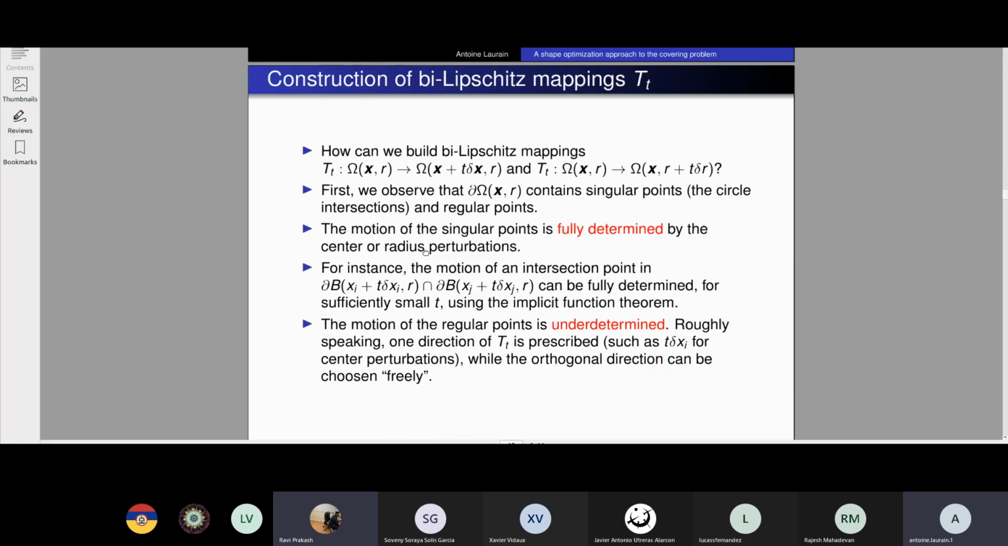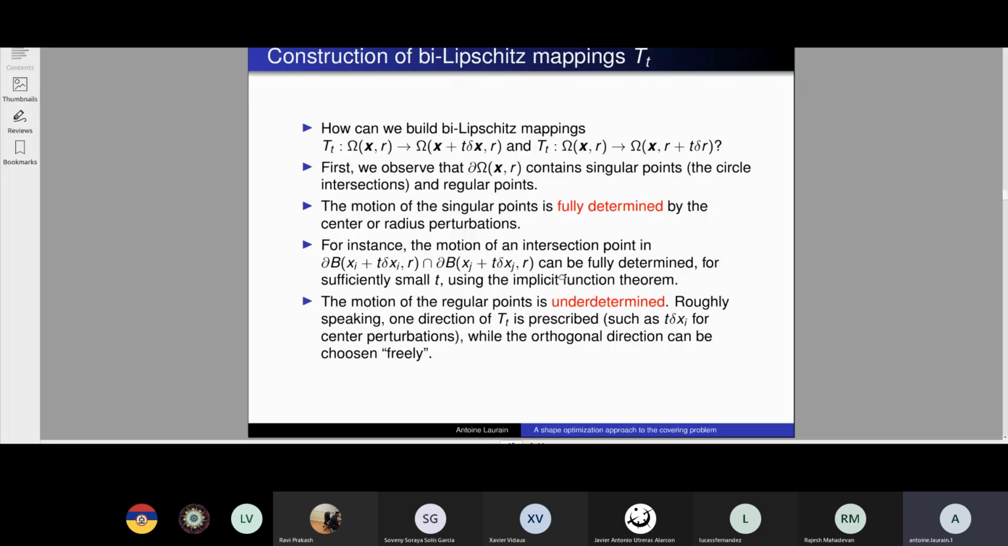And the point is that the motion of the singular point is fully determined by the perturbation of the center or of the radius. I think this is relatively easy to understand because if you consider, for instance, the intersection of two circles and the radius or the centers are moving, then it's clear that you can describe explicitly the motion of these intersections, right? So you can do this, for instance, by using the implicit function theorem, or if it's just two circles, you could write an explicit formula for the motion of these points.